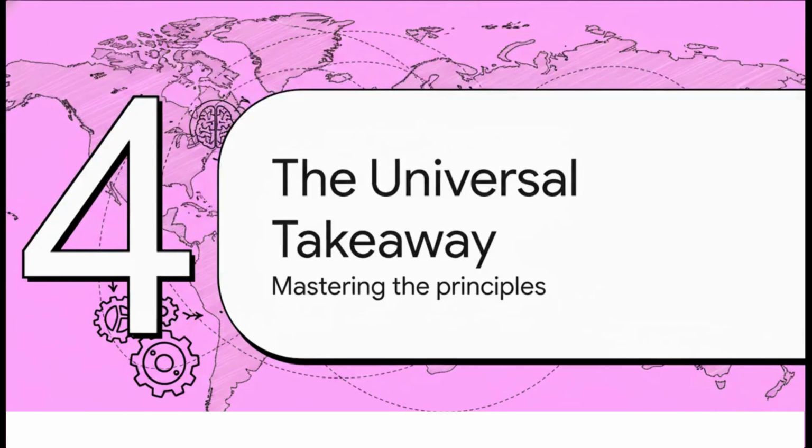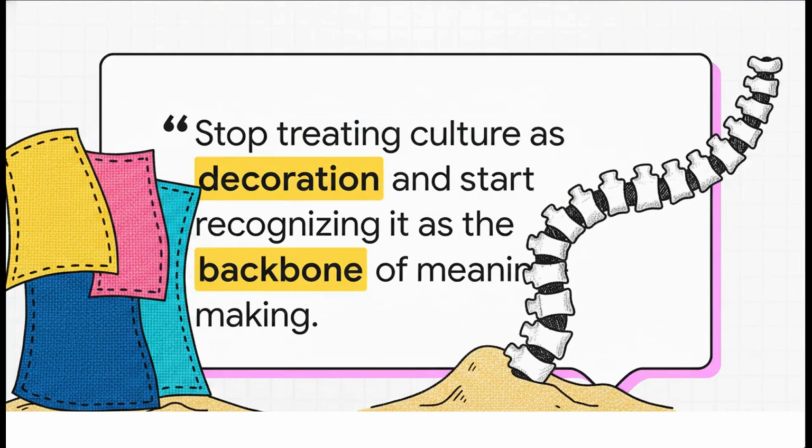Okay, so we've gone from a sewing machine all the way to a global strategy meeting. Let's tie this all together now with the one big universal takeaway. This quote just says it all, doesn't it? Culture. Just like the choice of fabric in an applique design, it's not just some decoration you sprinkle on top at the end. It is the fundamental structure. It's the backbone that gives the whole thing meaning. If you ignore it, you're building on sand.